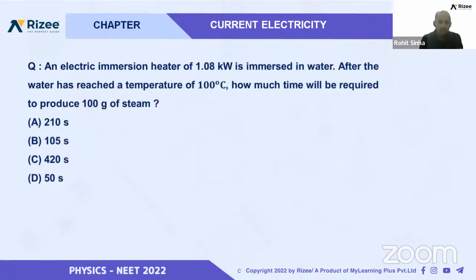Take this question as your homework. How will we try this? I tell you one more thing: power is equal to energy by time. Power is given, and it is telling that after a certain time the temperature increases to 100 degrees centigrade. How much time is required to form 100 gram steam? You first try this question. If you have some concept of heat, use it and try this question.